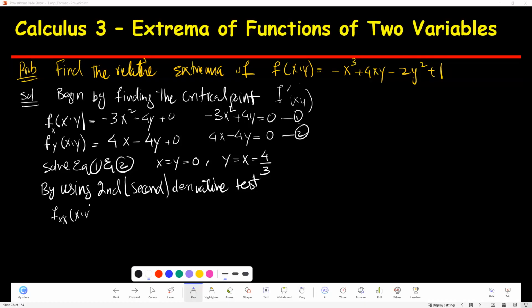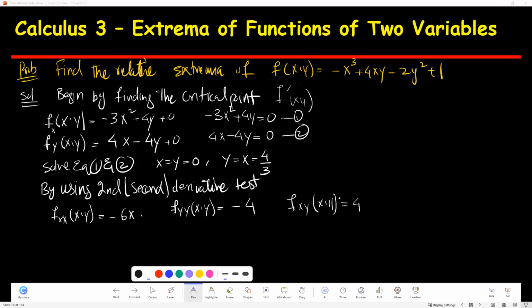For the second derivative test, I need the second derivatives. My second derivative with respect to x is minus 6x. My second derivative with respect to y for this function equals minus 4, just minus 4. And the mixed derivative, taking the first derivative with respect to x and then the second with respect to y, is just 4.